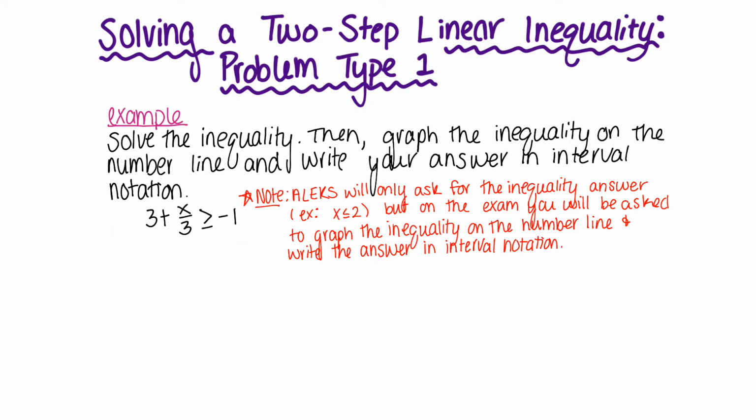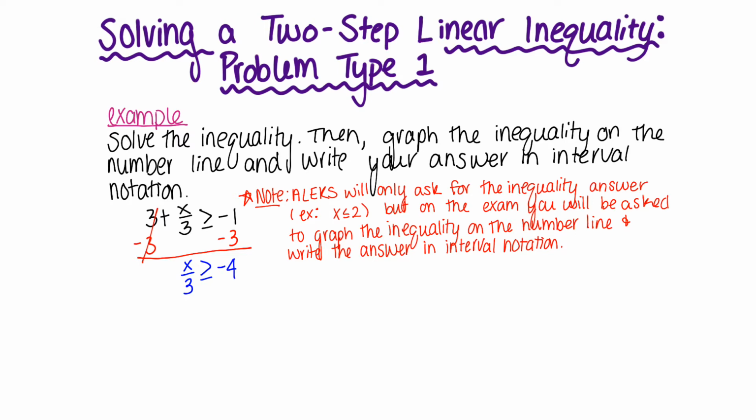So looking at this inequality, 3 plus x over 3 is greater than or equal to -1. We want to get the x over 3 by itself completely. So we look at the party crashers around him first, which is this 3. That's the first party crasher. To get the 3 gone, I'm going to subtract 3 on both sides. The x over 3 comes down, as does the greater than or equal to sign. -1 minus 3 is -4.